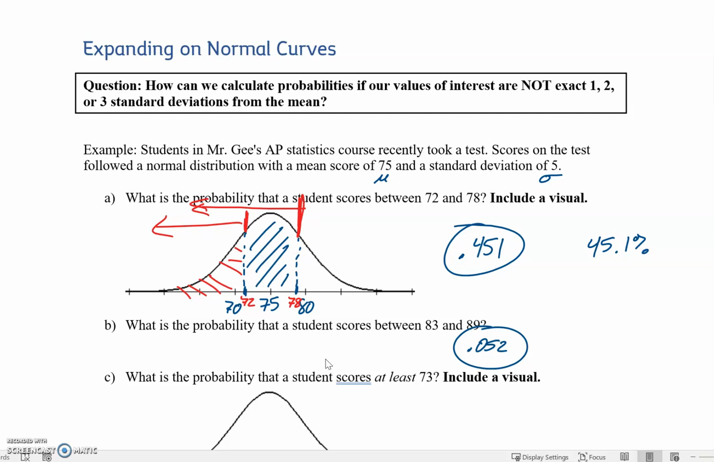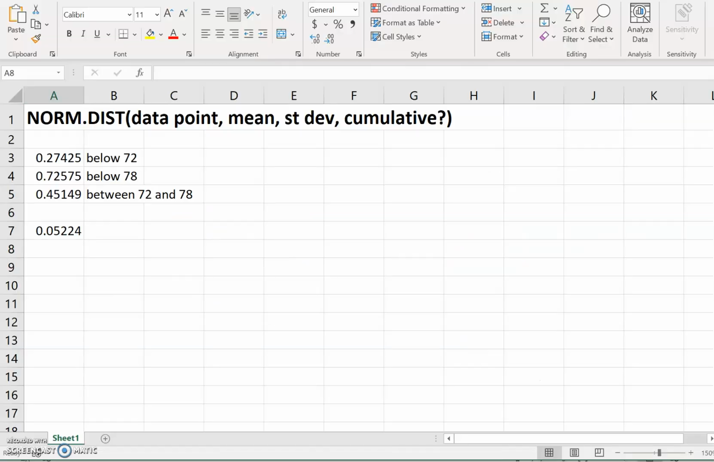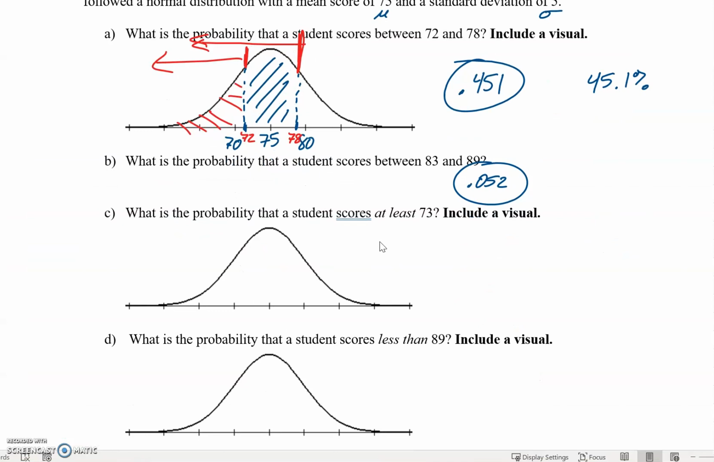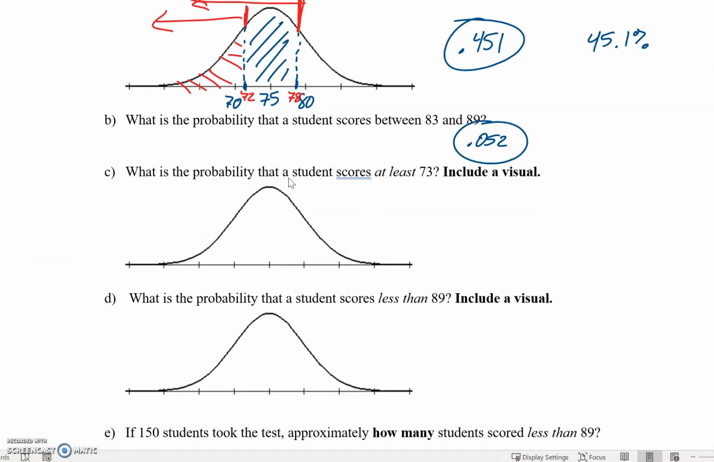Again, remember that norm.dist is always going to be to the left of the score as long as we say true for cumulative. Okay, sometimes we have questions like this. What's the probability of student scores at least 73? So it's going to be the other direction.